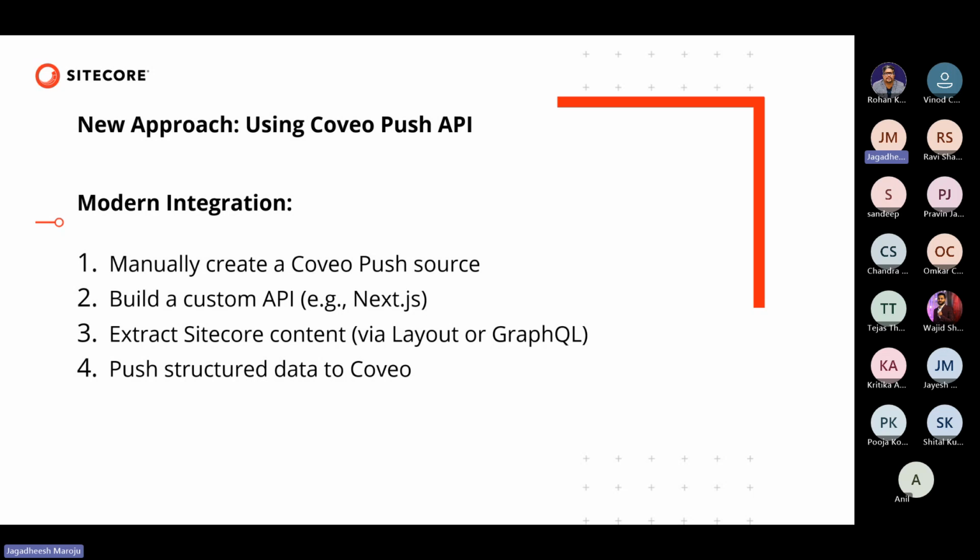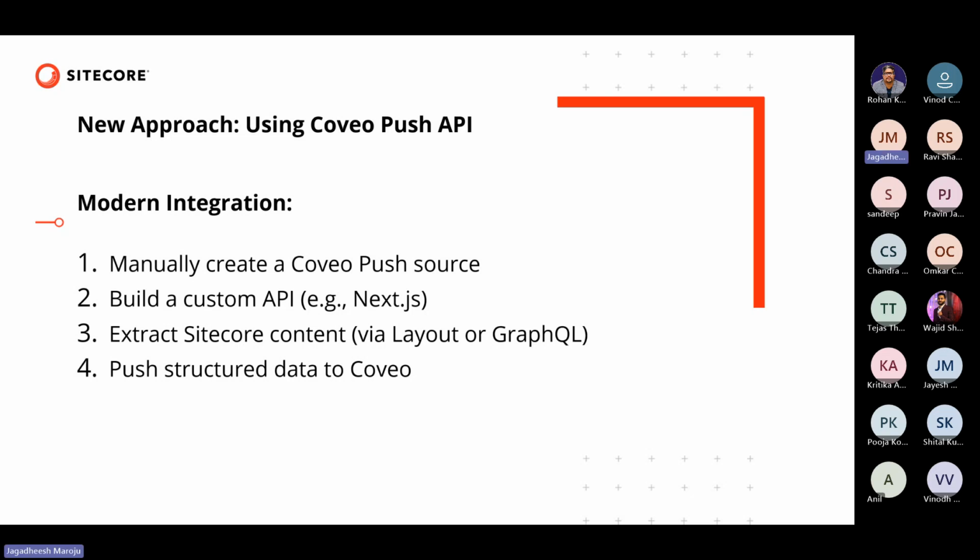How can we do this? Coveo offers push APIs where we can push the content by using the API key. This API takes that structured content and pushes it directly into the Coveo push source. With this approach, we have total control over what goes into the index. I'll again discuss all of this, which fields, which templates, which renderings. We can have complete control over the content that is pushed to Coveo.